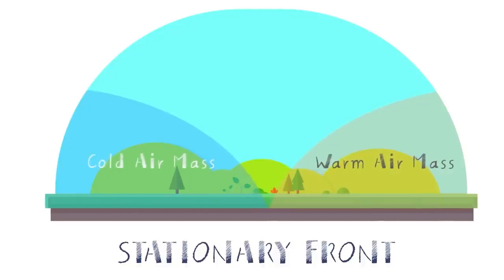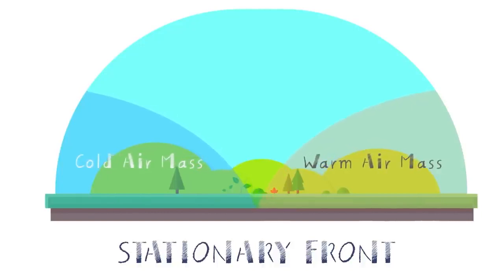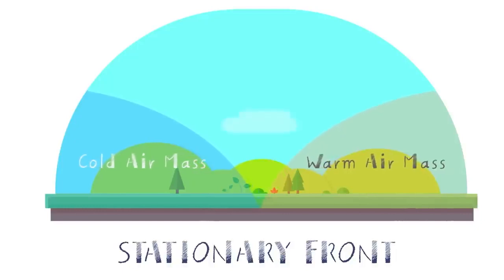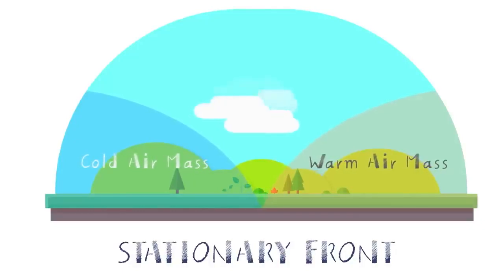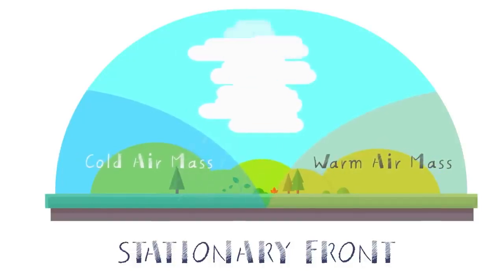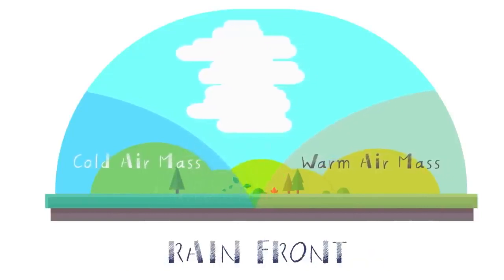A stationary front occurs when neither of the 2 air masses is strong enough to push the other one out of the way. This type of front does not move very much and stays in the same place for a long time. If there are torrential rains at the front, then the front is called a rain front.